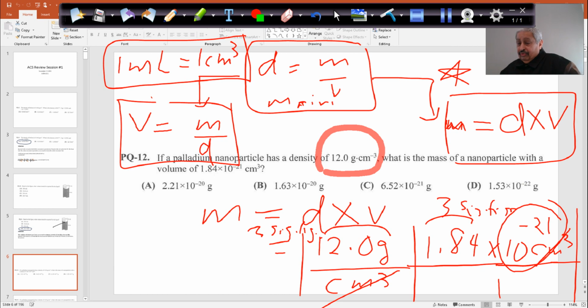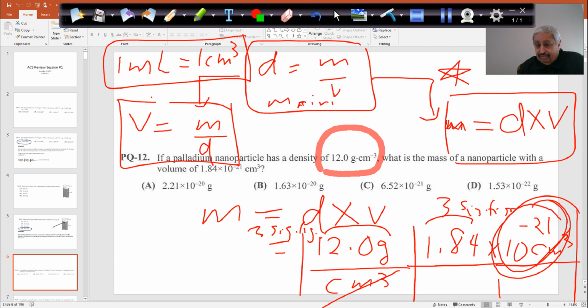I'll do all the calculation, 12 multiplied by 1.84, come up with 3 sig figs, and then see what's happened to the power. That's the major error students make when it comes to entering those powers, especially if they are negative. So keep this one at the end. Don't touch it in the calculator. Just do the multiplication, and then you can use the power at the end.